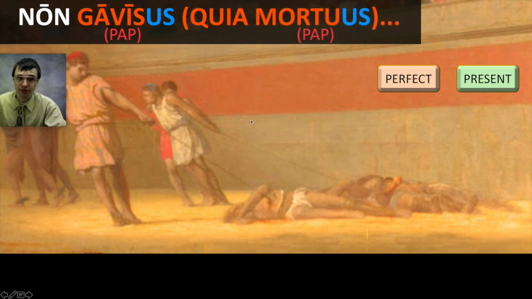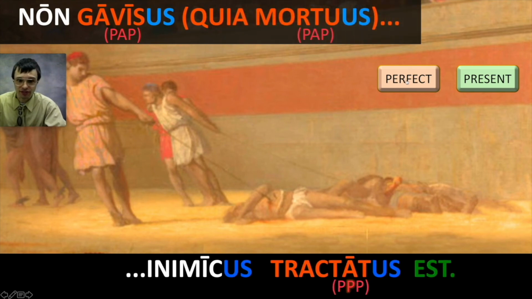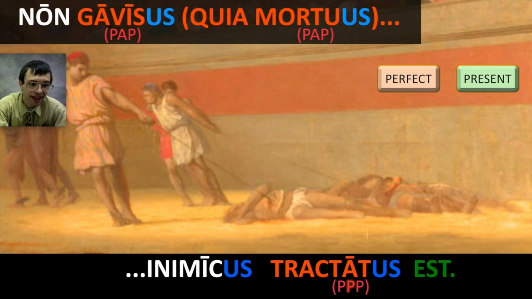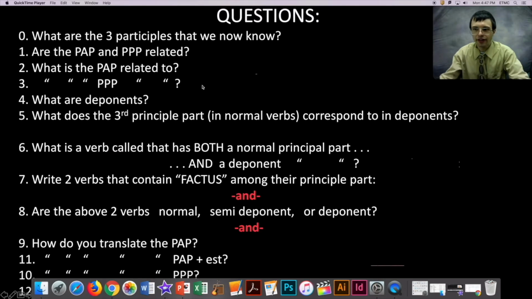Non gavisus quia mortuus inimicus tractatus est. Did the inimicus tractate actively out of there, or was it passive? Yeah, that's not a PAP. See the abbreviation, it's a PPP. Yes, okay.